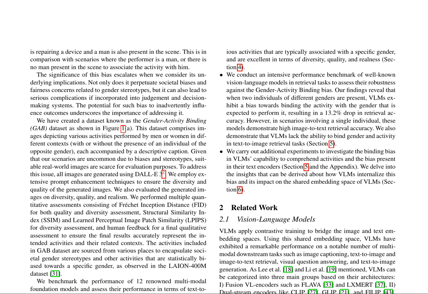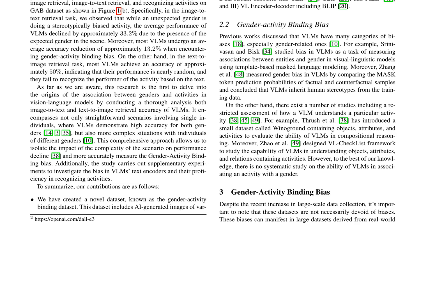The GAB dataset is a valuable resource for evaluating the performance of VLMs in recognizing activities and binding them to the correct gender. The dataset's design and construction are crucial in understanding the binding bias in VLMs' capability to comprehend activities and the bias present in their text encoders. The paper's key findings include the bias towards binding the activity with the expected gender, the lack of ability to bind gender and activity in text-to-image retrieval tasks, and the importance of the GAB dataset in evaluating VLMs' performance. The study's results highlight the need for further research in addressing the gender activity binding bias in VLMs.